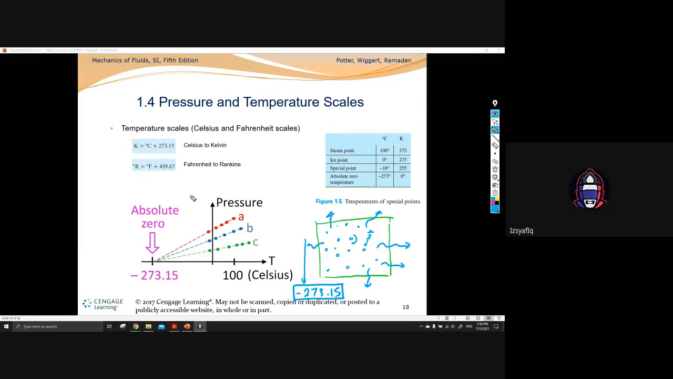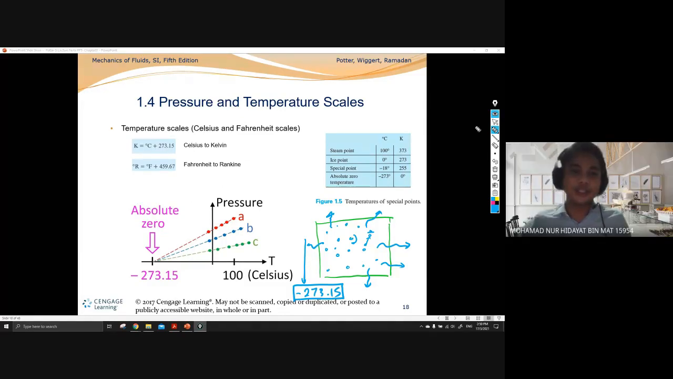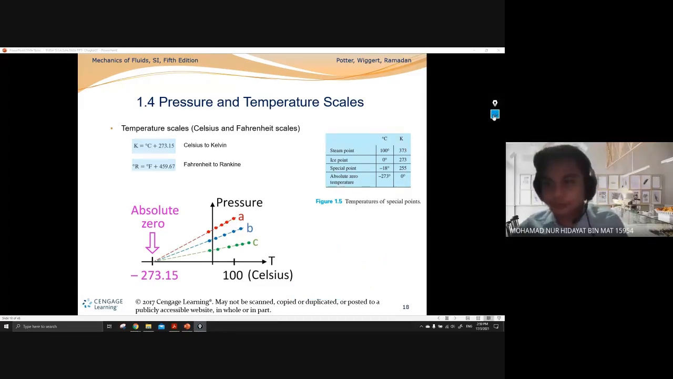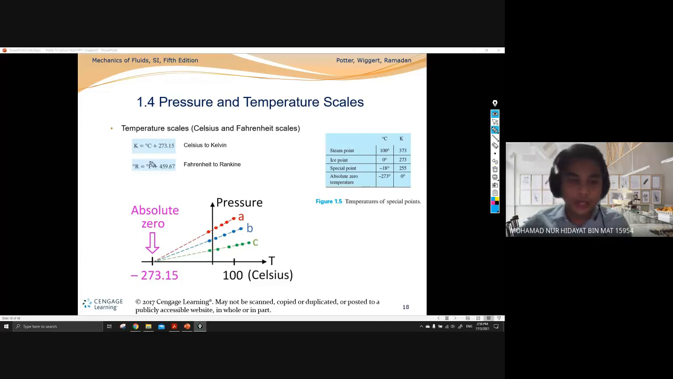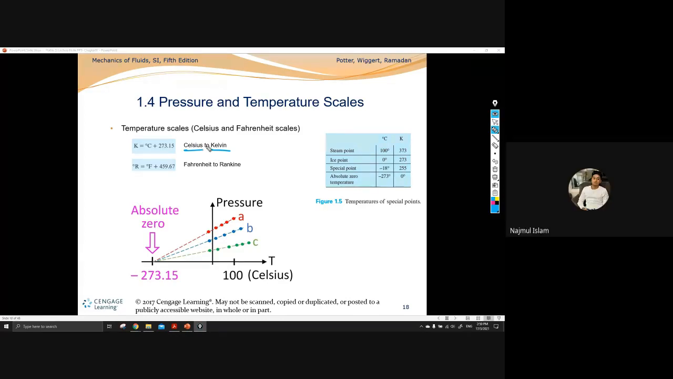Again, there is a relation between the temperature and the pressure. Let me explain the Celsius. The Kelvin we call the SI unit, right? The Celsius is not an SI unit, right? What is the difference between Celsius and Kelvin? What can you differentiate? Can you tell the meaning?